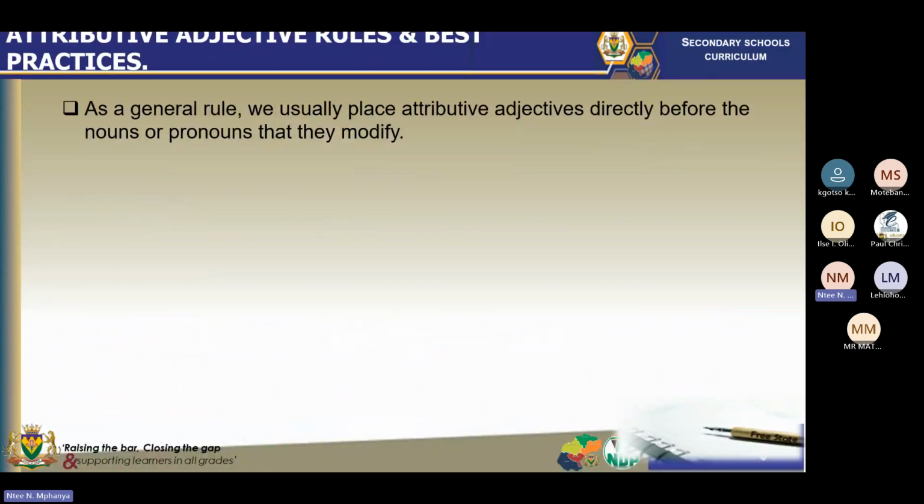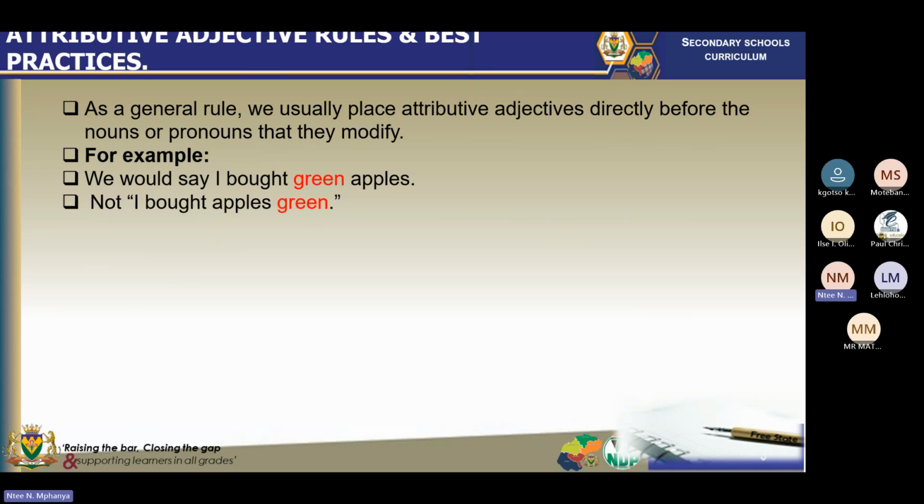As a general rule, we usually place attributive adjectives directly before the nouns or pronouns that they modify. For example, we will say, I bought green apples, not I bought apples green. In that, if you buy apples green, it means they are not yet ripe. It may refer to their state of readiness. They are not yet ready to be eaten. But here, I bought green apples. The green color here modifies apples. But here it's just a statement that the apples are not ready to be eaten, or they are not yet ripened.